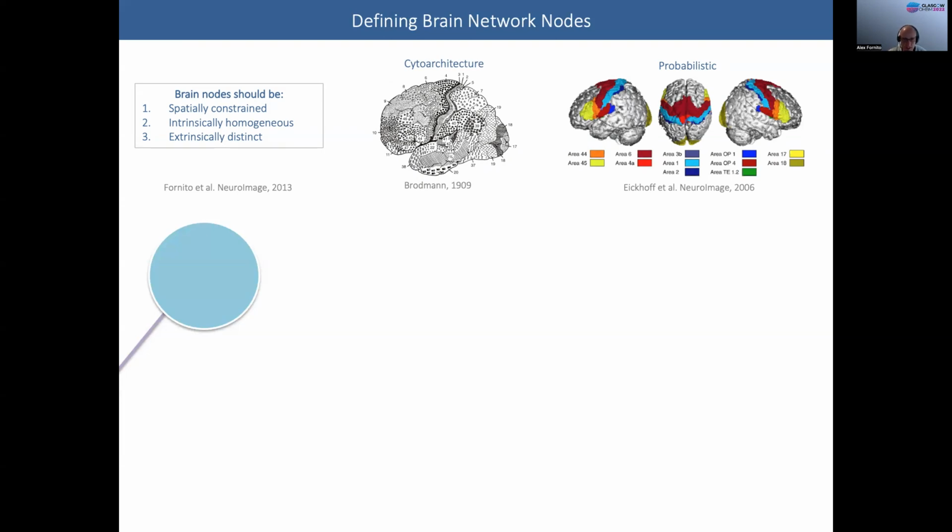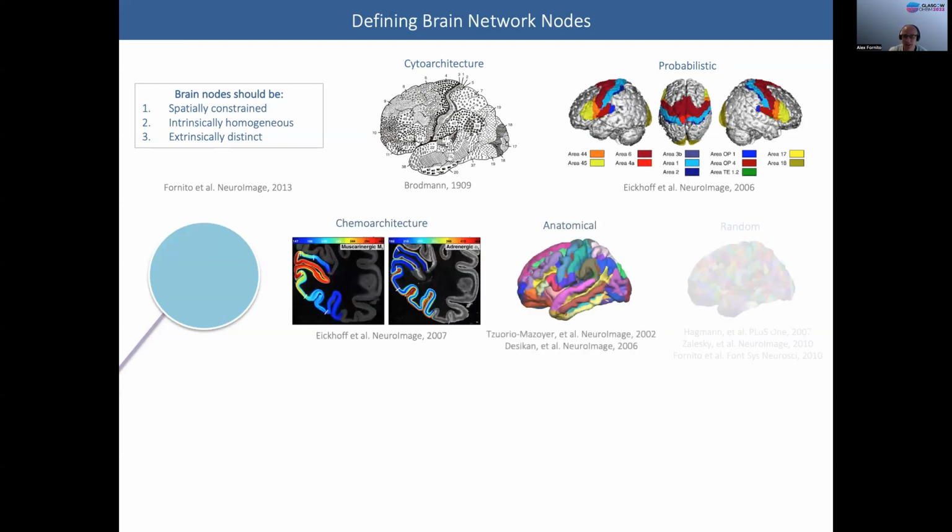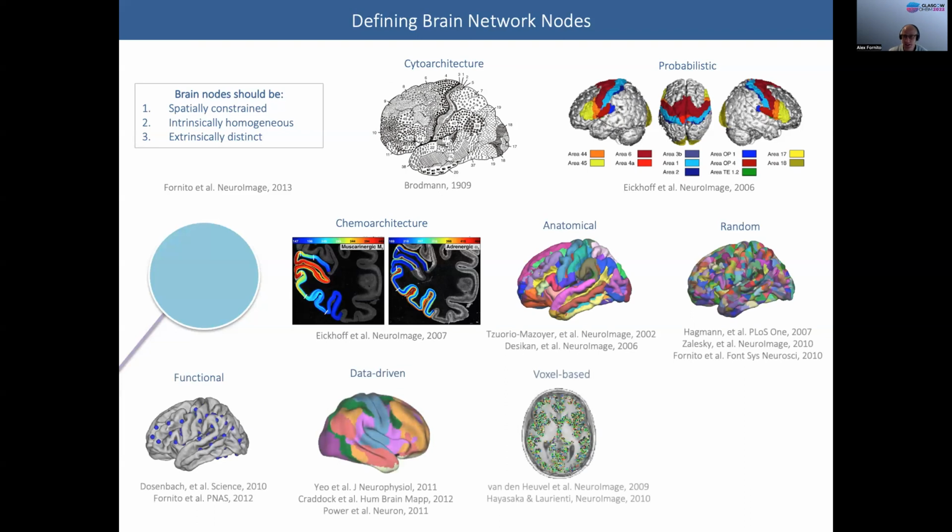There are alternative techniques or criteria. One could use chemoarchitecture, myeloarchitecture. People have used sulcal and gyral anatomy. People have just defined parcellations at random at various scales. People use different functional criteria to define their nodes. There's a whole area looking at data-driven parcellations, using various clustering techniques to group voxels or surface vertices together with similar activity. People have used individual voxels as different nodes.